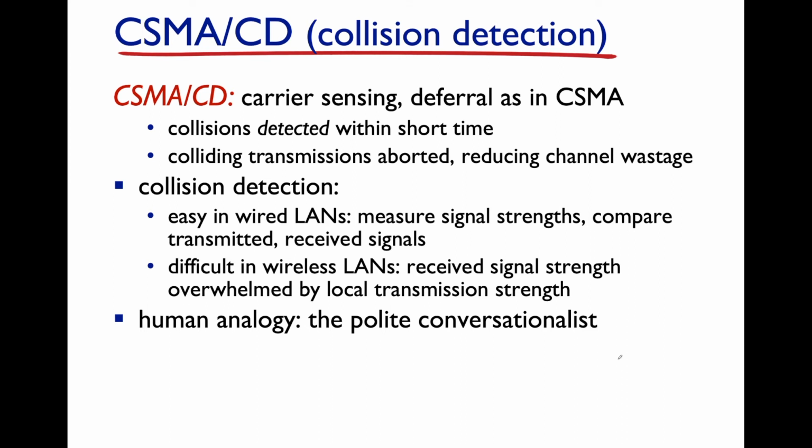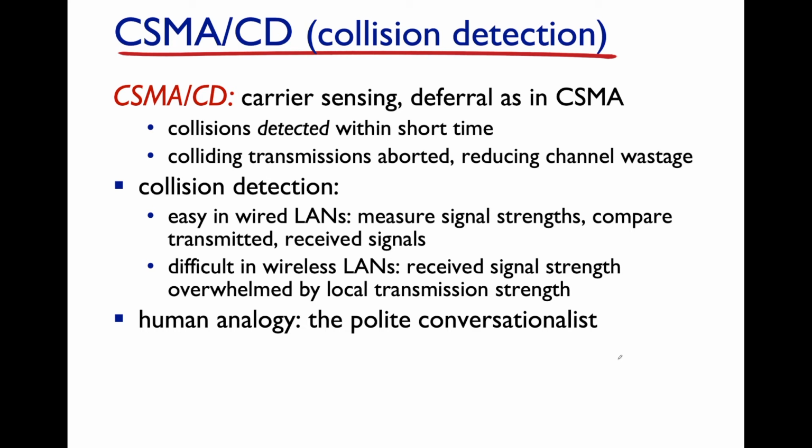And so with carrier sense multiple access collision detect, well, this collision is detected within a short amount of time, and colliding transmissions are then halted or aborted, and that reduces the wasting of that channel's ability to propagate signals. You're not wasting the bandwidth as much. And so collision detection can be easy in a wired network. You just measure the signal strength on the wire and compare what you transmitted to what you are receiving.